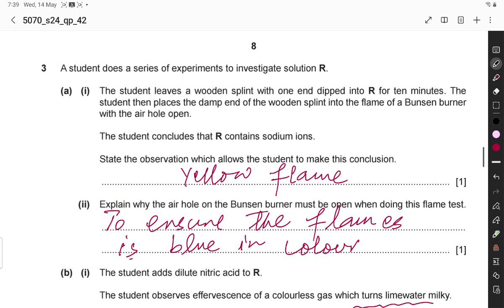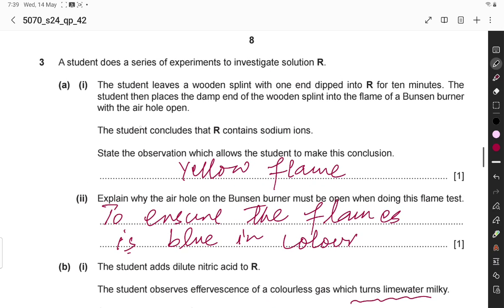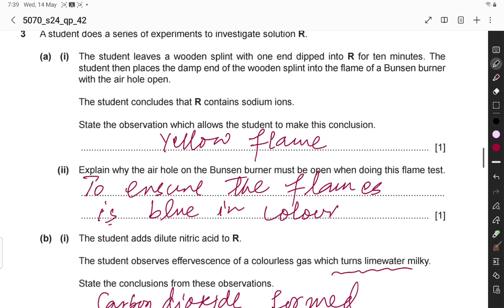Question number 3. A student does a series of experiments to investigate solution R. The student leaves a wooden splint with one end dipped into R for 10 minutes. The student then places the damp end of the wooden splint into the flame of a Bunsen burner with the air hole open. The student concludes that R contains sodium ions. State the observation which allows the student to make this conclusion. So, a yellow flame.